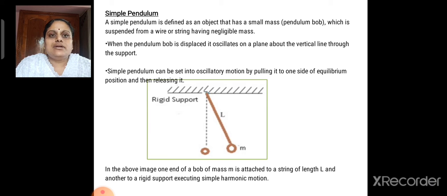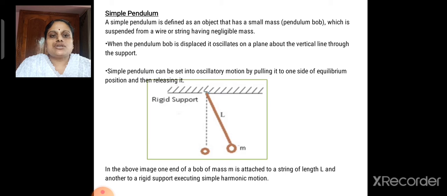The second example of systems executing simple harmonic motion is that of a simple pendulum. A simple pendulum is defined as an object that has a small mass, known as a pendulum bob, which is suspended by means of a wire having negligible mass. When the bob of the pendulum is displaced to one of the sides and then released, it starts executing oscillatory motion. The equilibrium position is shown by the dotted lines of the string.